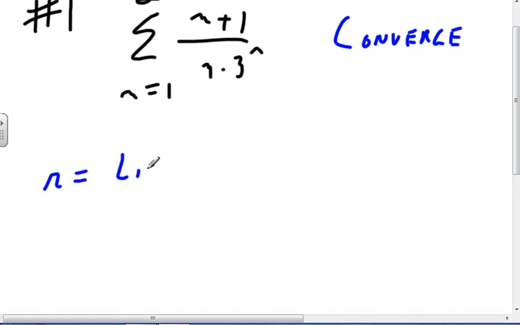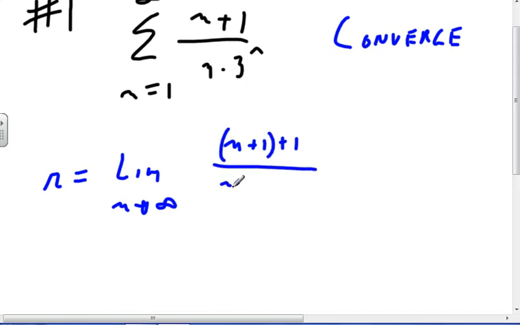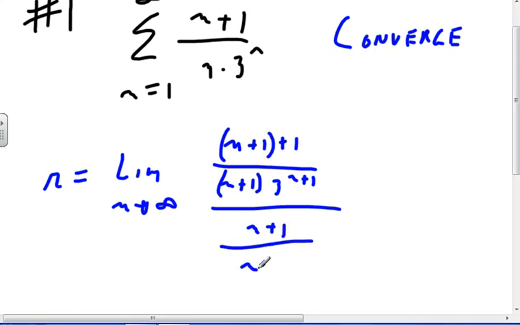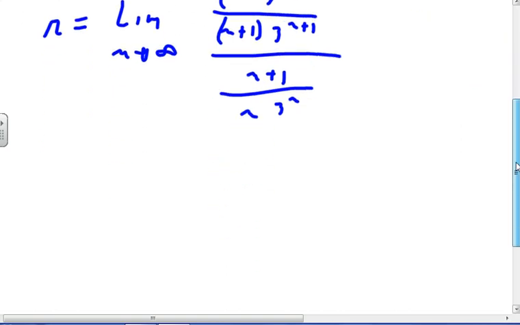I'm going to look at the limit as n approaches infinity of a_{n+1}. So that'd be (n+1+1) divided by (n+1) times 3 to the n+1, divided by (n+1) divided by n times 3 to the n. So that's what I'm looking at. And now I get to manipulate it.